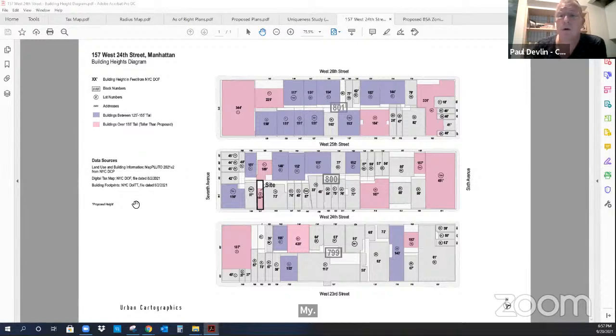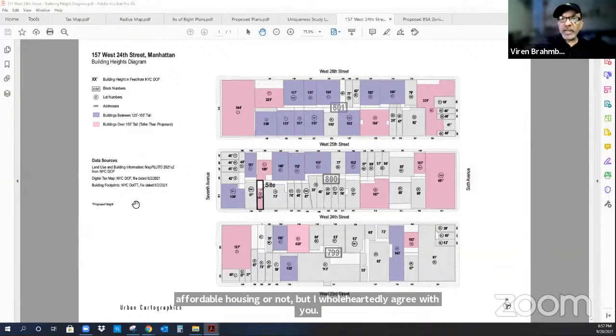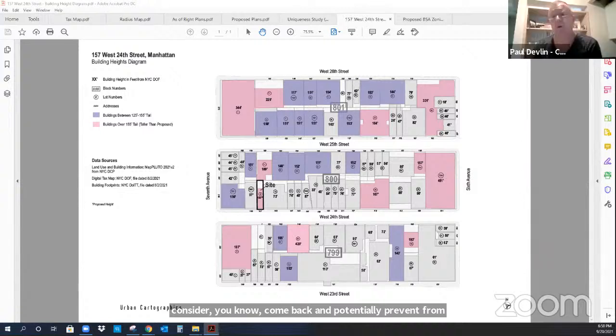Now I see Ronald's hand has gone up. Well, can I just clarify my comment? I'm so sorry, I didn't want to jump my turn. The only reason my response was more about the question of being able to provide affordable housing or not. But I wholeheartedly agree with you. The height is an issue. It is absolutely incompatible with the context. And I think they need to do better than what they've done. I totally agree with you. That's one more item I'll put on the table for them to consider and come back and potentially present something that is more palatable. Thanks, Varun. Ronald?